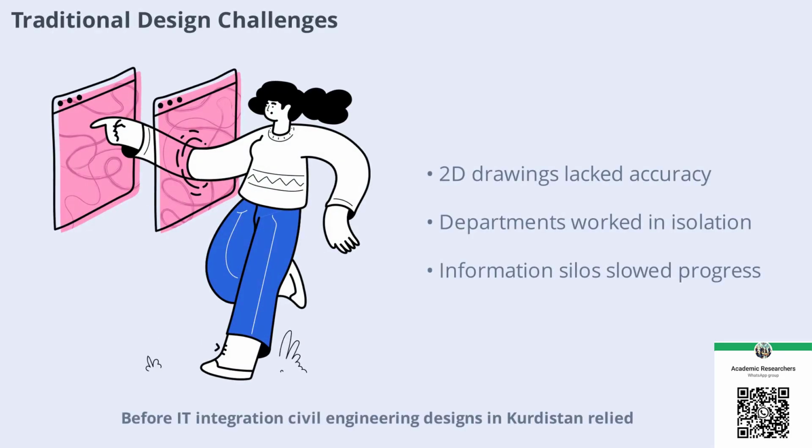outcomes. For integration, civil engineering designs in Kurdistan relied heavily on two-dimensional drawings and manual measurements. Without precise geographic referencing, these designs often failed to match the actual ground surface, resulting in inefficiencies and costly discrepancies. Departments like GIS, survey, and design worked independently with little information sharing. This fragmented approach created information silos and slowed down project execution. Recognizing these challenges, the ministry sought a unified solution to bridge gaps and streamline processes.